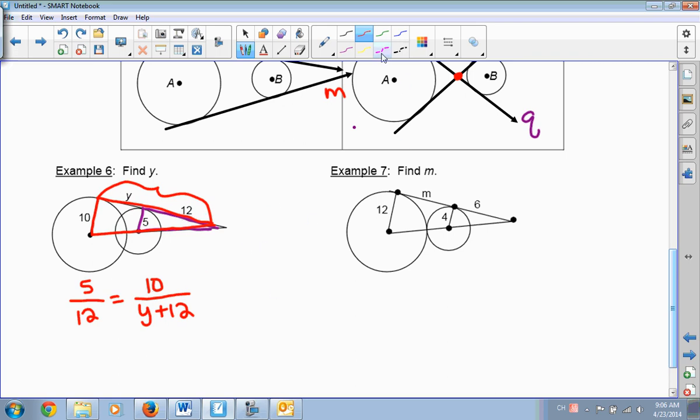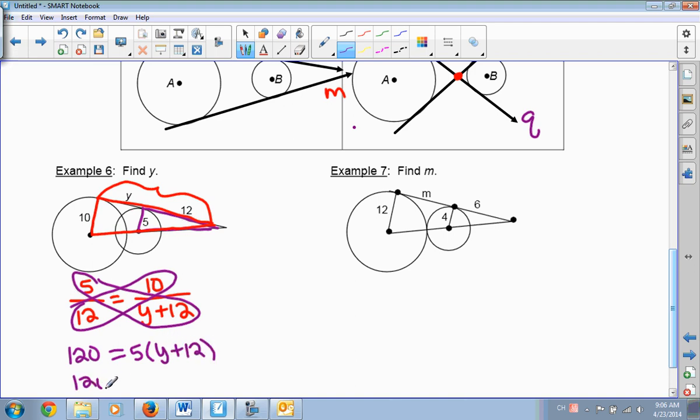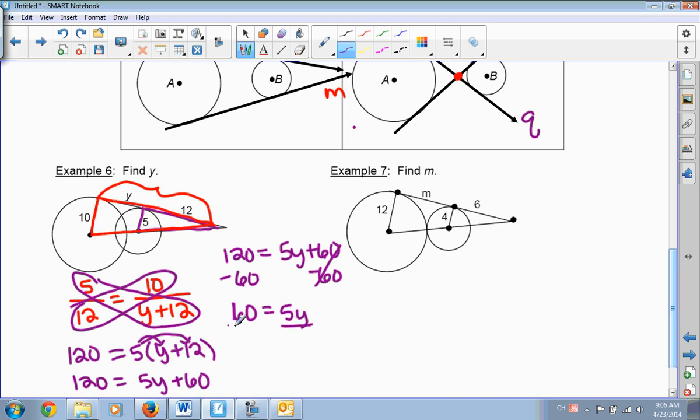So then in order to solve for y, you would just cross multiply. 12 times 10 is 120. And cross multiply this side. We need to distribute 5 times y plus 12. So 5 times y is 5y, and 5 times 12 is 60. And then we would just simply need to work backwards to solve for y. Subtract 60 from both sides. So 120 minus 60 is equal to 5y, and then divide by 5. So y is equal to 12.